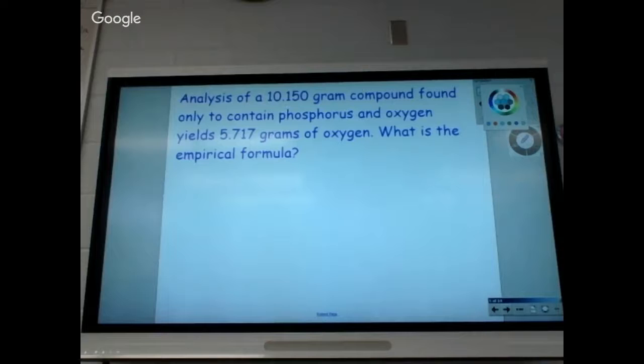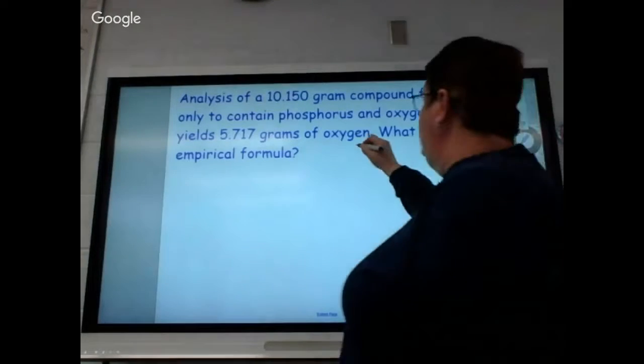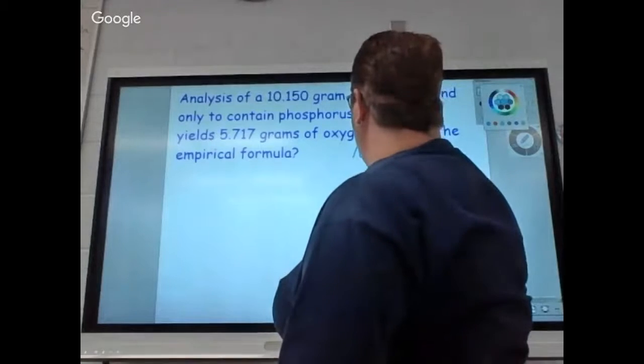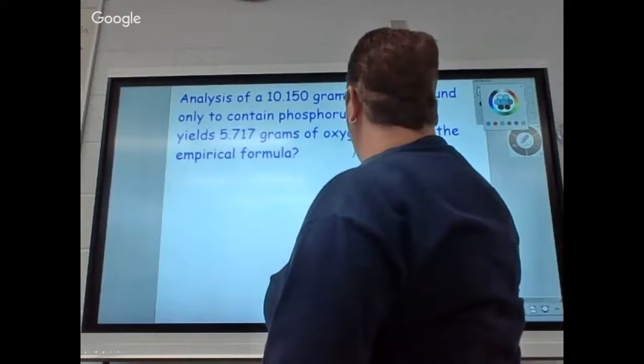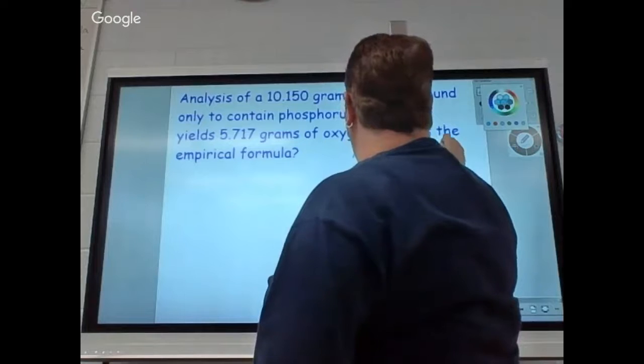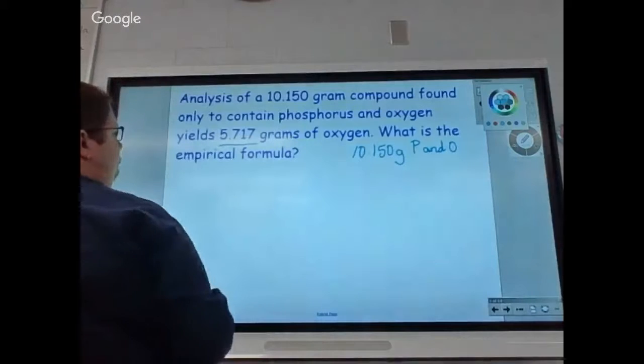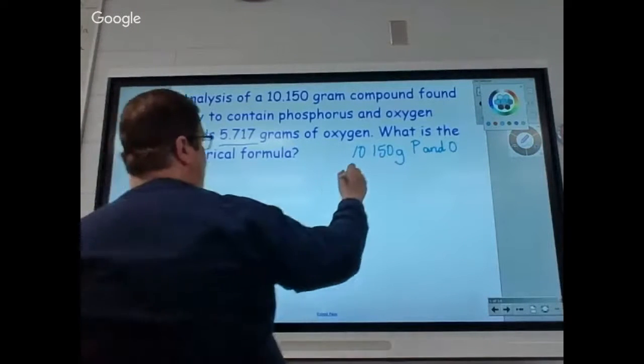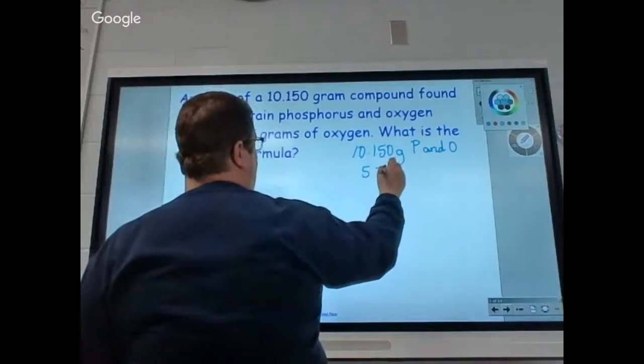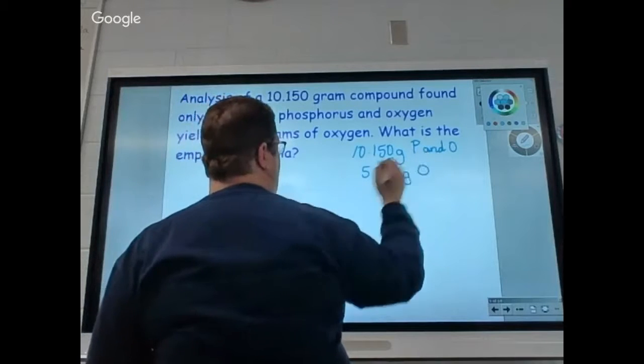All right. So what's different about this? No percent. It gives you a total mass of what? Of phosphorus and oxygen. So you have 10.150 grams of phosphorus and oxygen. All right, so what's this then? It's oxygen. So 5.717 grams of just oxygen.